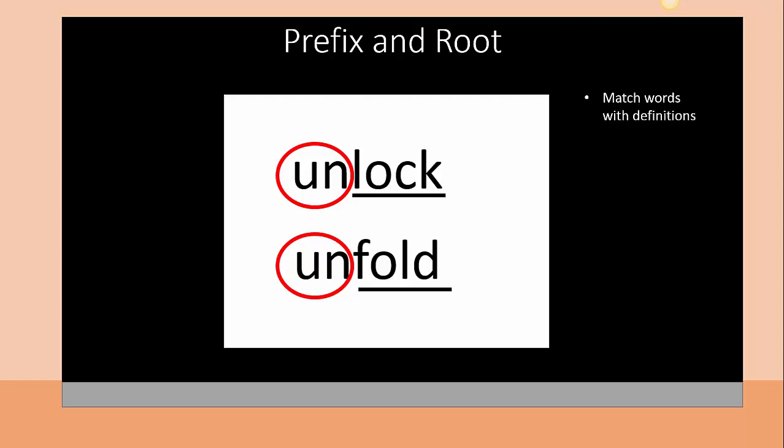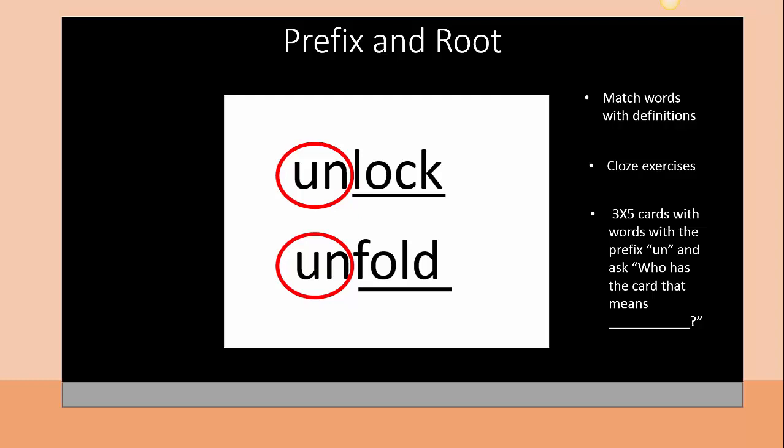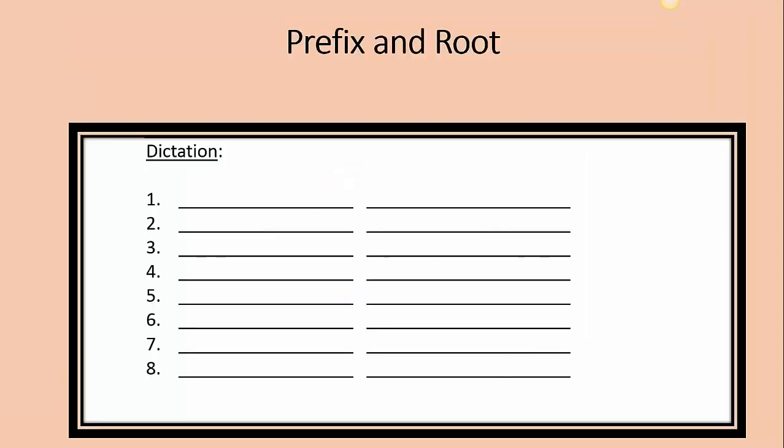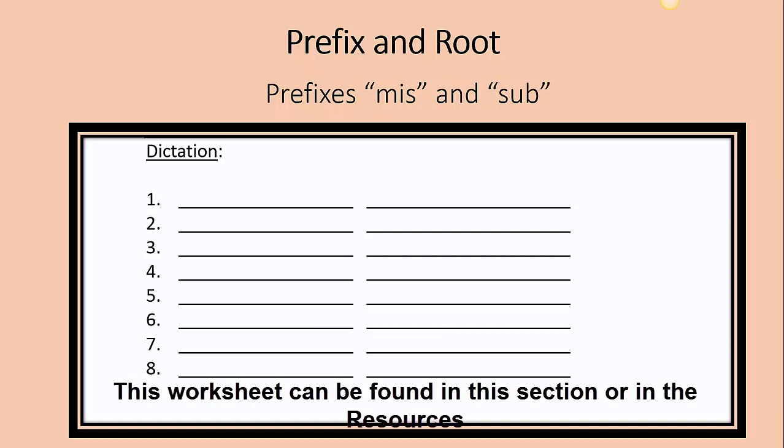They can match words with definitions, do cloze exercises where they fill in blanks in sentences, and you can distribute 3x5 cards with words with the prefix un and ask, who has the card that means open the door with a key, for example. Following are exercises for the prefix miss and sub.